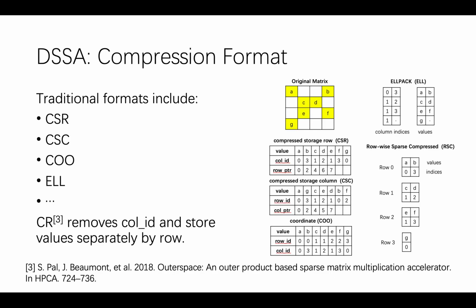In our work, we use CR as our compression format. CR is first proposed in the paper OuterSPACE, which removes the column index in CSR format and stores values separately by row.